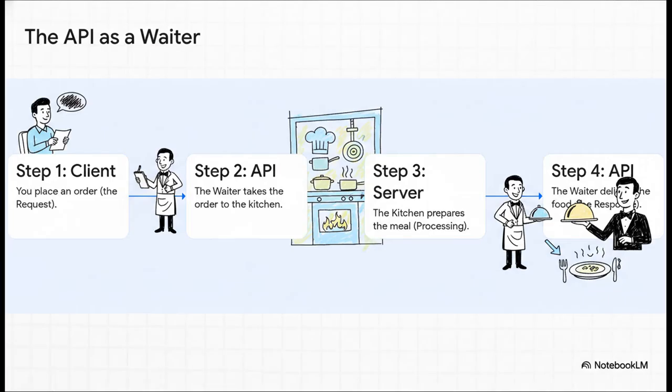Okay, so check this out. It all starts with you. You're the client. You look at the menu and decide what you want. That's step one, your request. Then, in step two, the waiter comes over. The waiter is our API. He takes your specific order and carries it to the kitchen.